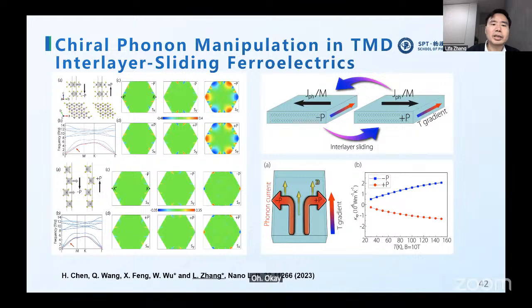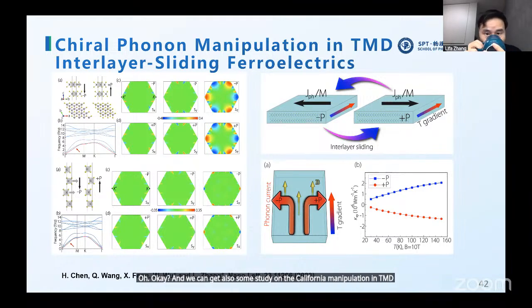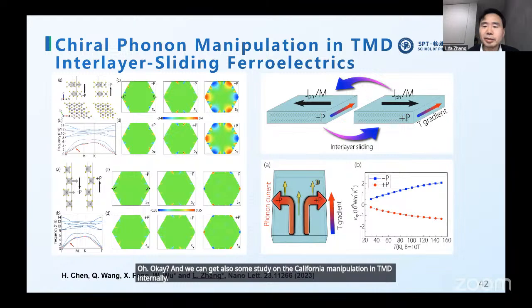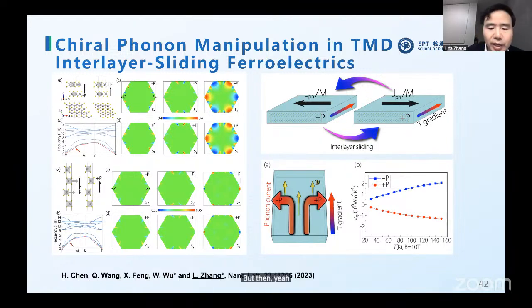And we can also get some study on chiral manipulation in TMD interfaces. Okay, just some manipulation.